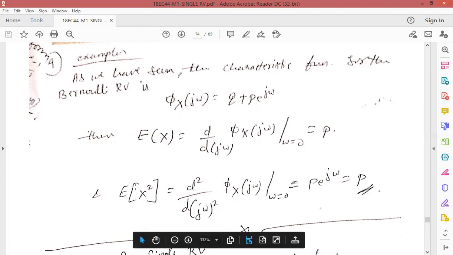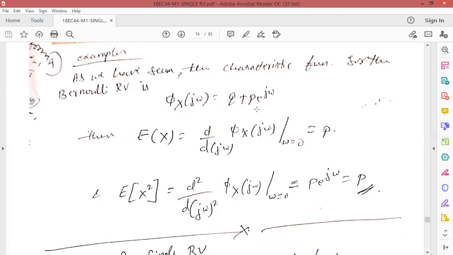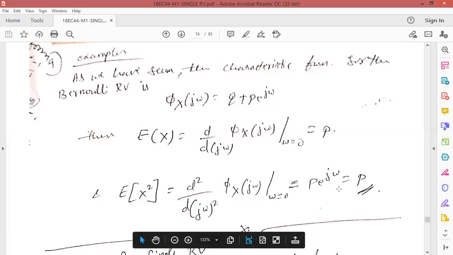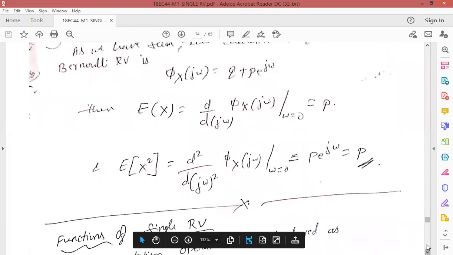So similarly, you can show the calculation for the expectation of square of a random variable. So we are left only with p e to the power j omega. So once again, if you differentiate this, you will get p e to the power j omega. So with omega is equal to 0, once again it will give the answer p. So you can repeat this for n number of moments. The answer will remain the same as p. This is the special feature of the Bernoulli random variable that you can check.